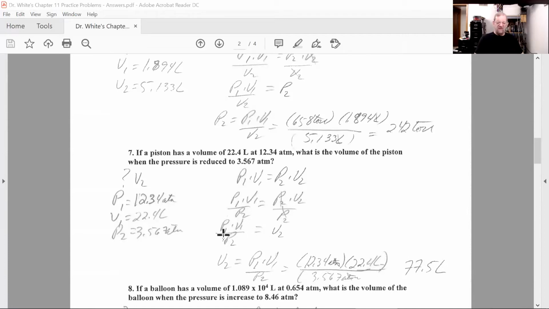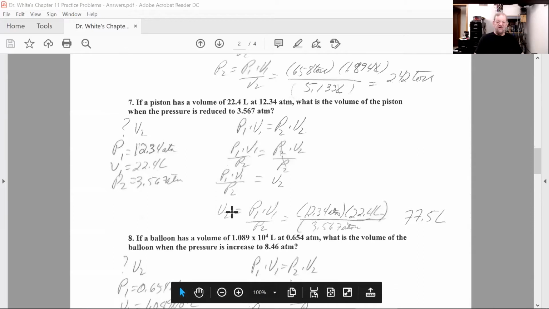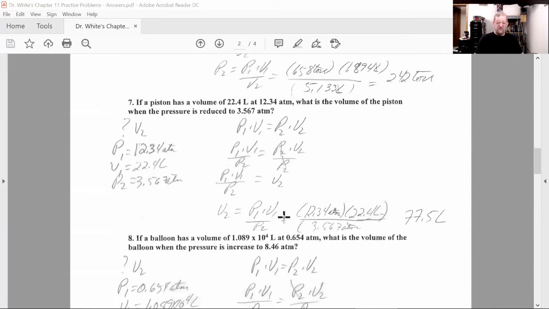And now we have this. I'm going to rewrite it. V2 equals P1 times V1 over P2. Put the numbers in. I didn't do it the last problem, but notice atmospheres divided by atmospheres cancel out. I'm left with liters. Yay, that's what I want. And 4, 3, 4 should be 3 significant figures.